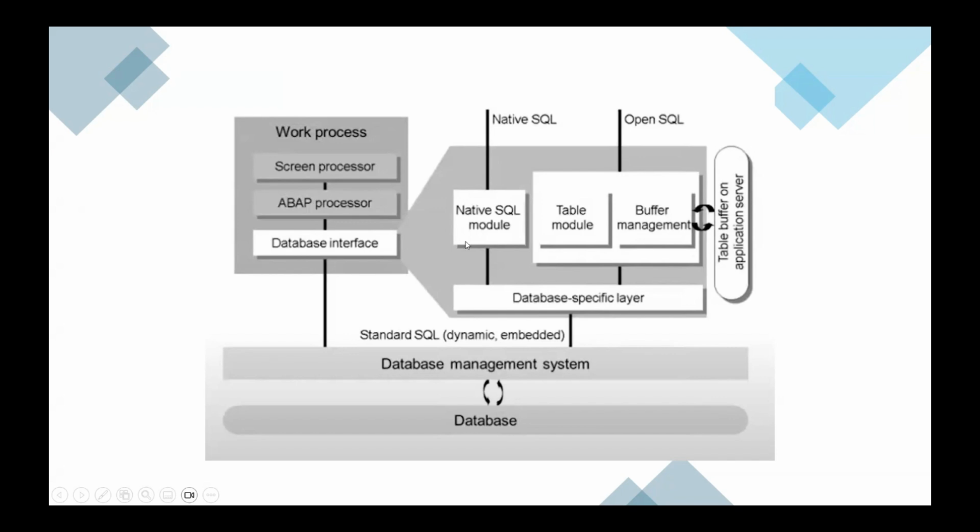See how it is connected with this table buffer. Here you can see the table buffer on the application server. If any data is already there in the application server, the work process will get the data from this buffer only. The user request no more goes to the database. Hope the architecture of SAP is clear.